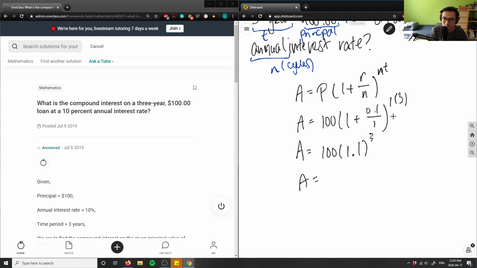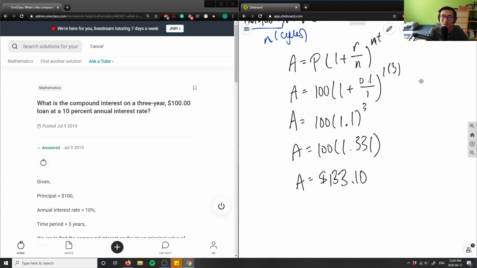So A equals, what's 1.1 to the power of 3? Let me do it on the calculator. It is 1.331. 100 times 1.331. So my amount would be 100 times 1.331, which should be $133.10. So $133.10 would be my compound amount, the total amount that we have to pay back.